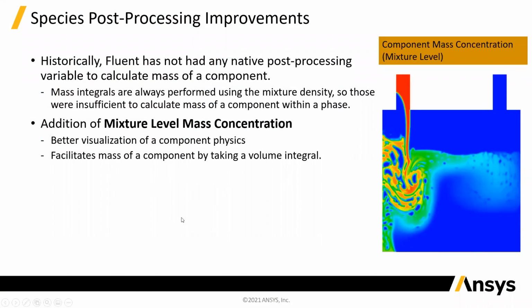So there's a new species post-processing quantity, which is now a component mass concentration. And that can be at the mixture level or the species level, so that when you need to post-process, you've got more flexibility in how you do that.